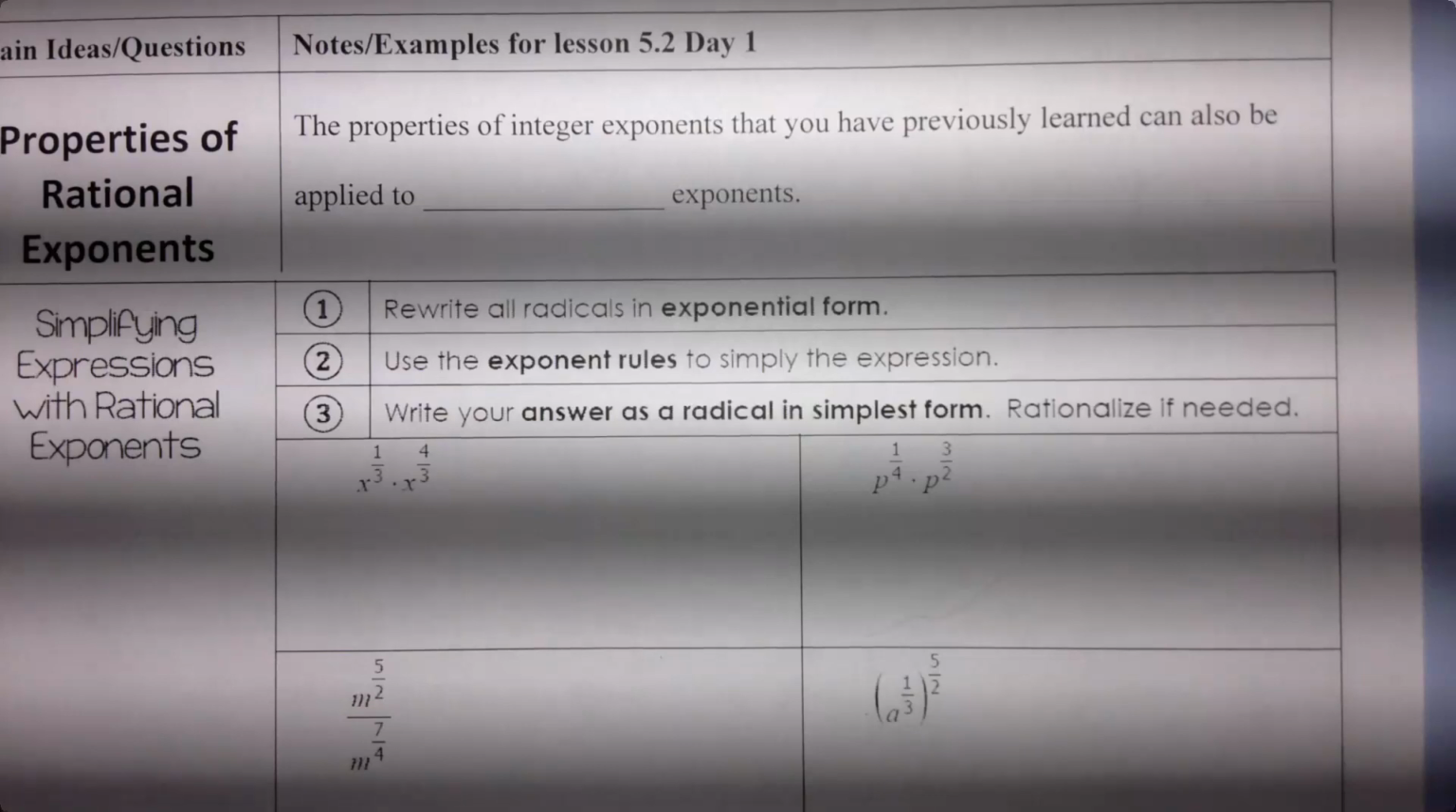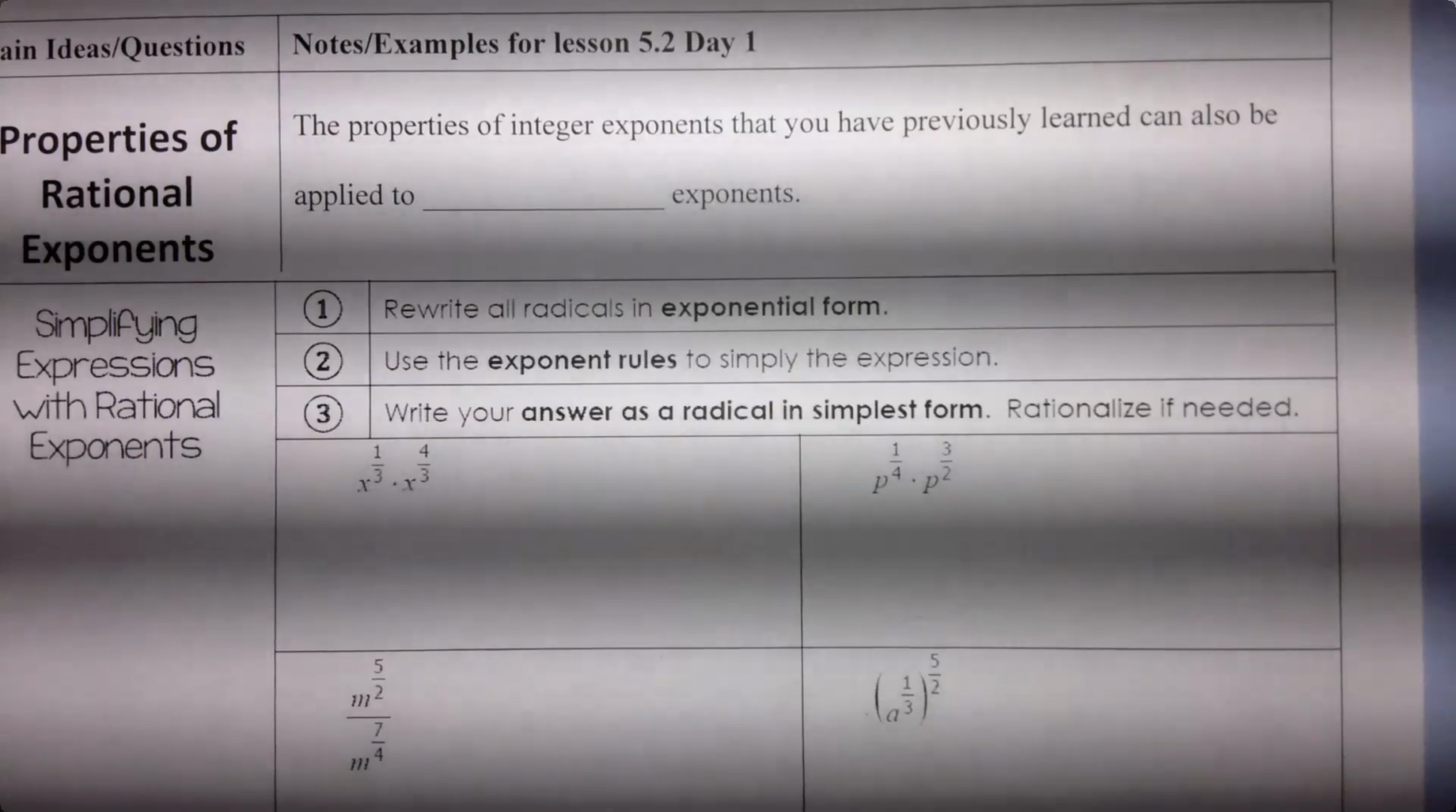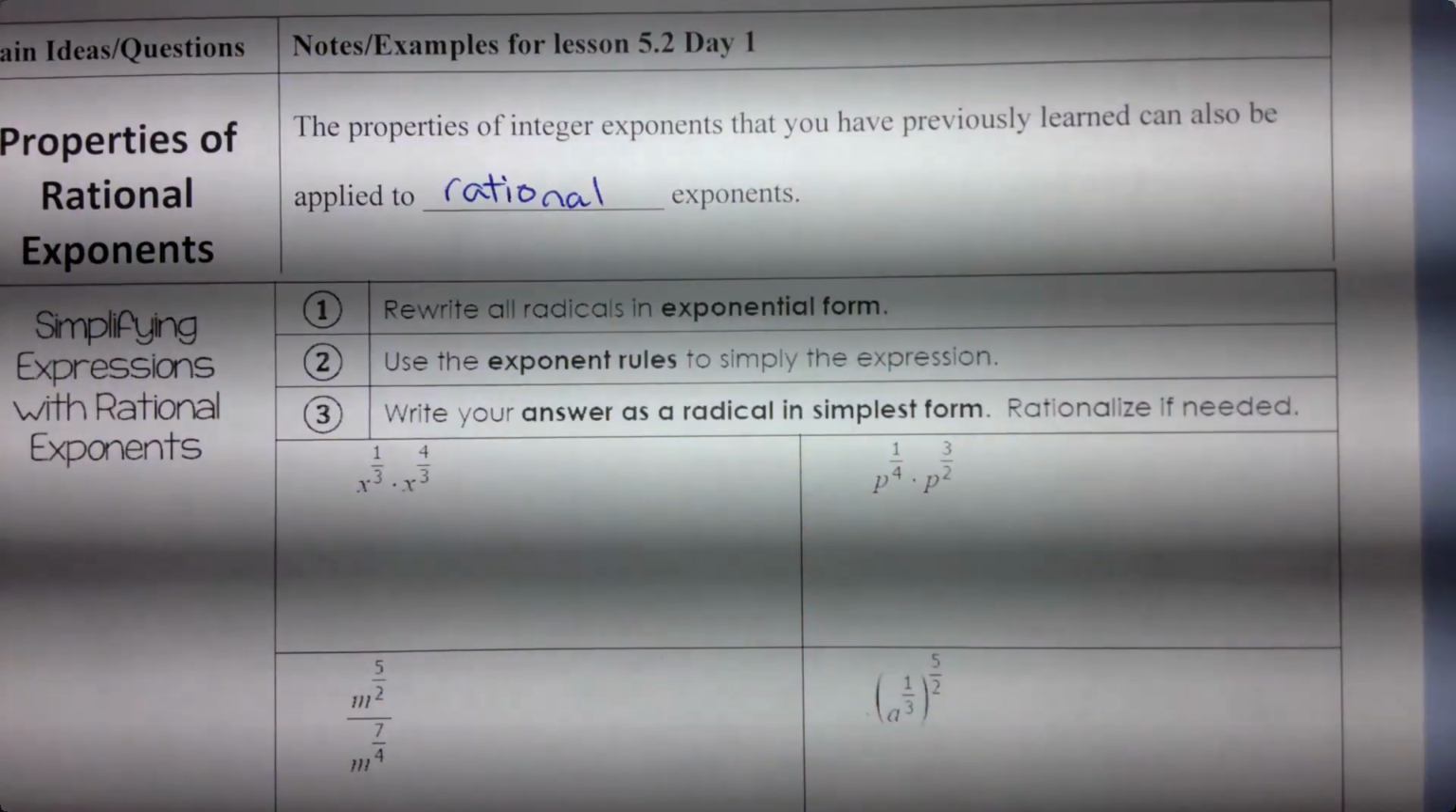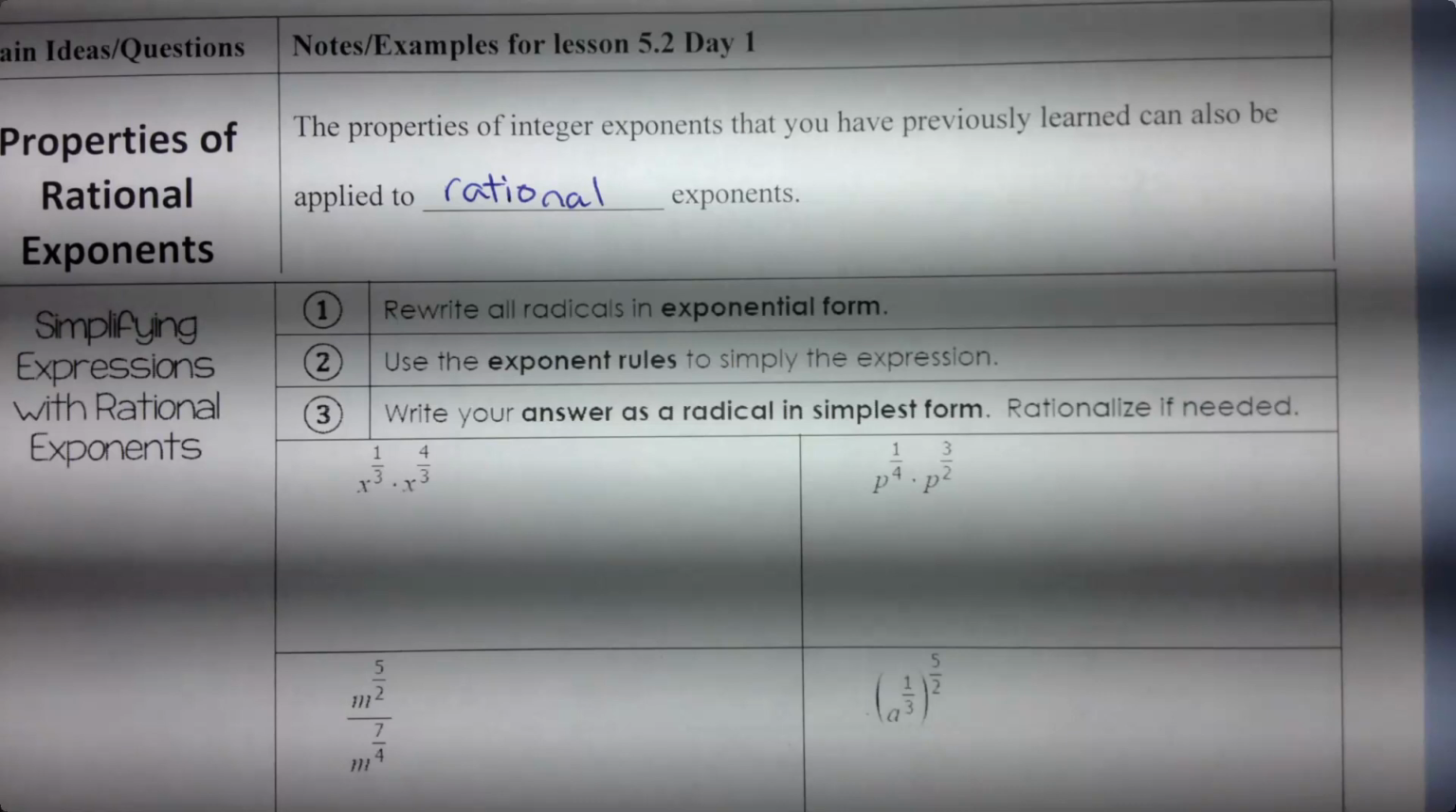Okay, so in this lesson we're going to be going over properties of rational exponents. The properties of integer exponents that we've previously learned can also be applied to rational exponents. Rational meaning fractions. So what we want to do is simplify expressions with rational exponents. We want to rewrite all radicals in exponential form, use the exponent rules to simplify the expression, and then write our answers as a radical in simplest form, rationalize if needed.